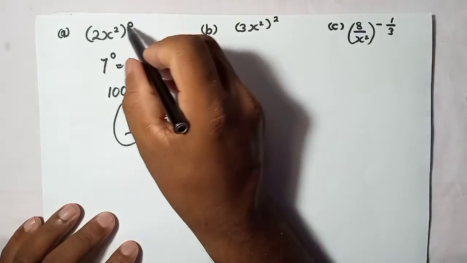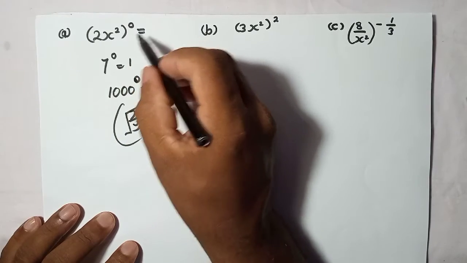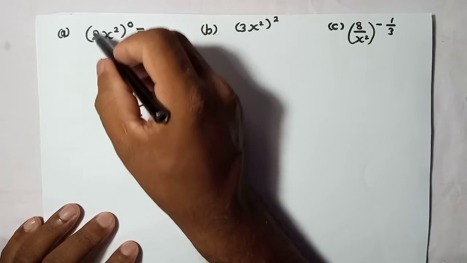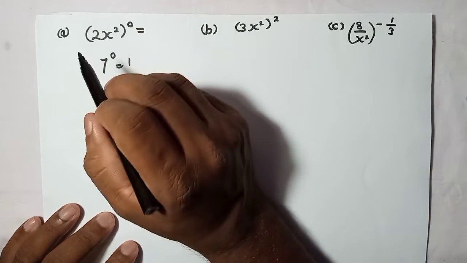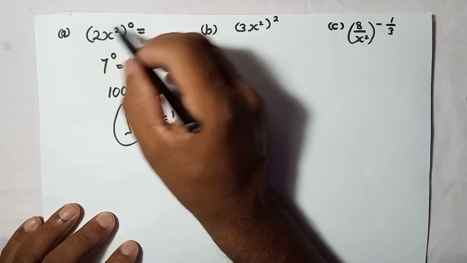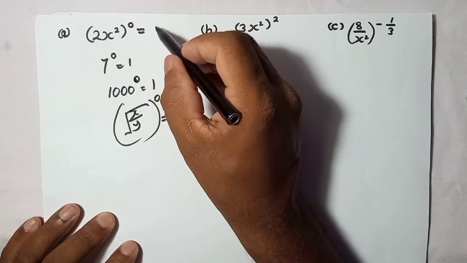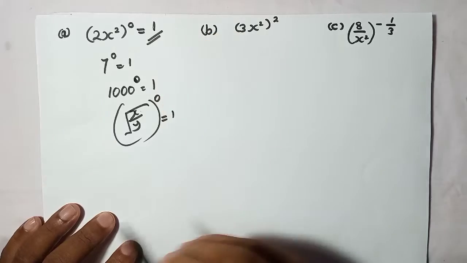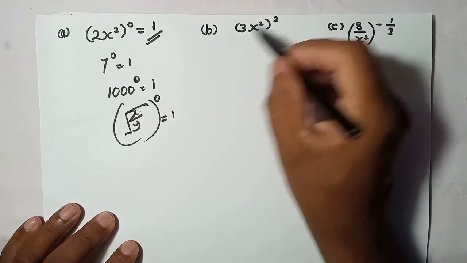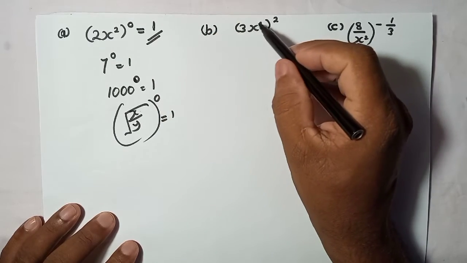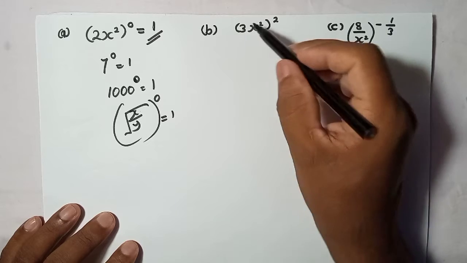So that's why this one's answer is also 1, because whatever they put inside the bracket, you don't need to care. Here they close the bracket and the index is 0, so the answer is 1. Very simple one. And for this next one, remember what we need to do.